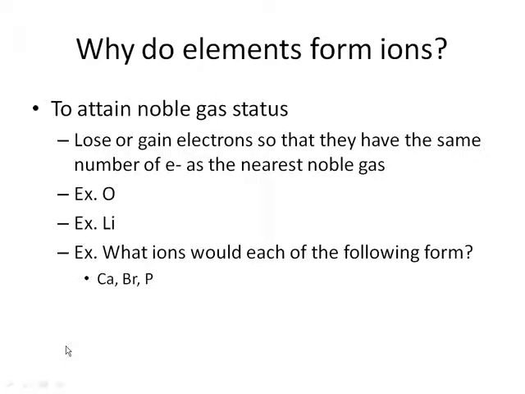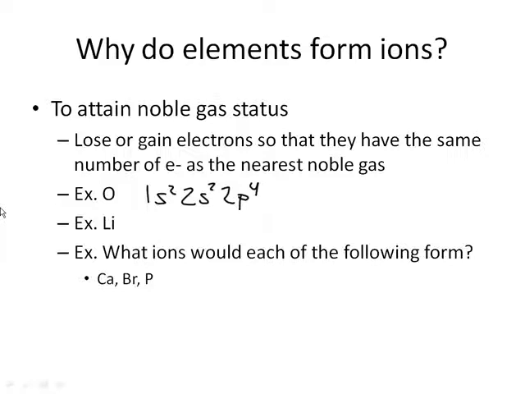Let's just write that out here. 1s2, 2s2, 2p4. Now the nearest noble gas to oxygen, there's two choices. It could go forward and become like neon, or it could go backwards and become like helium. Well, if we look at the number of electrons that helium has, it only has 2. Oxygen has 8. So that means that oxygen would have to lose 6 electrons to become like helium.